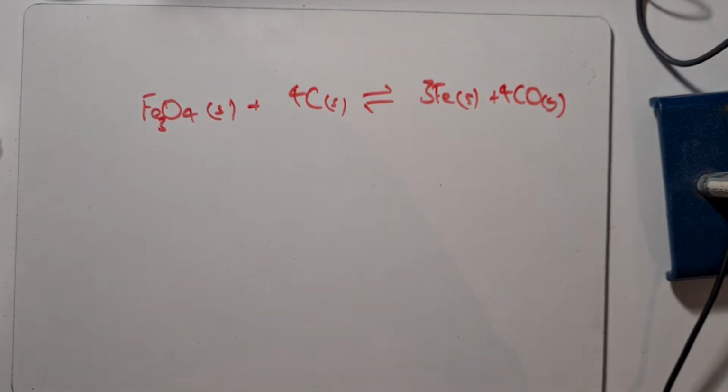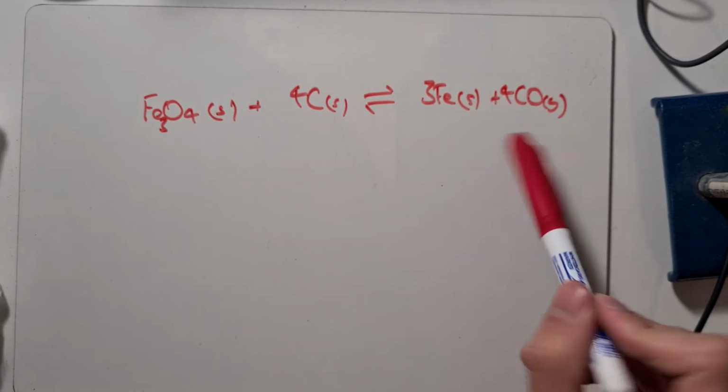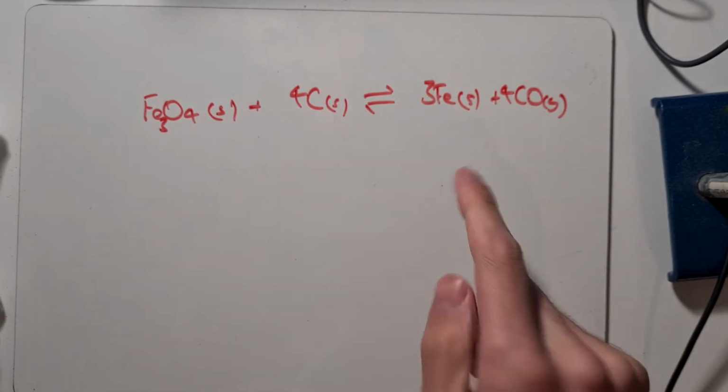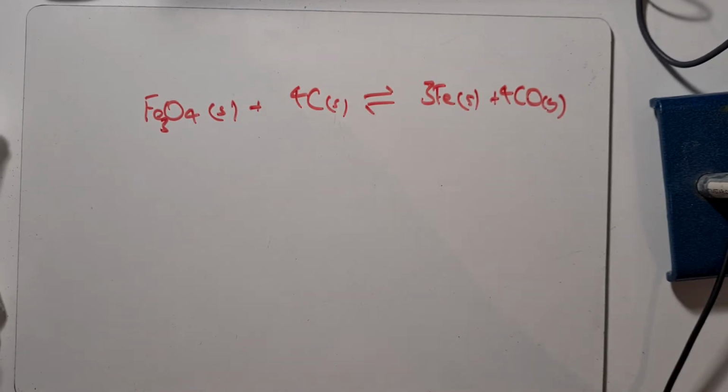So why is this heterogeneous? Because we've got both solid and gaseous, in the reactants and in the products, so the products and reactants are in different states.